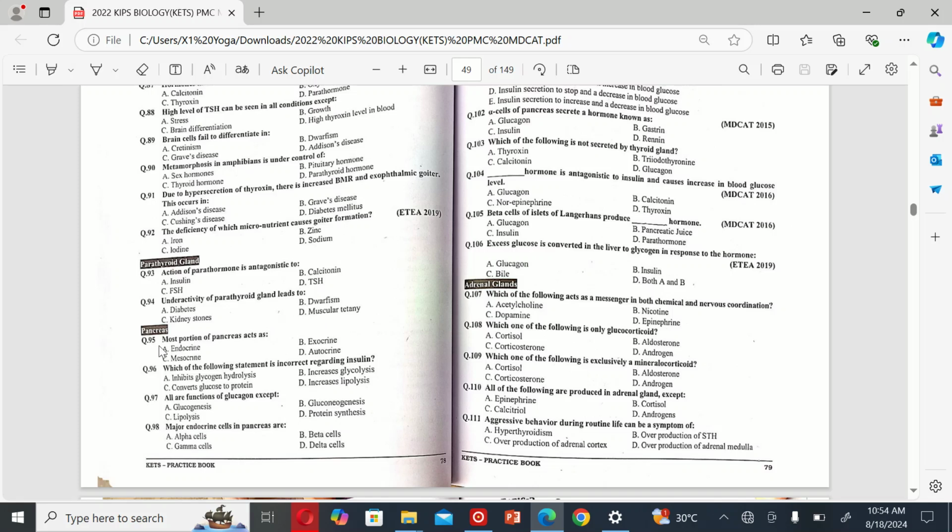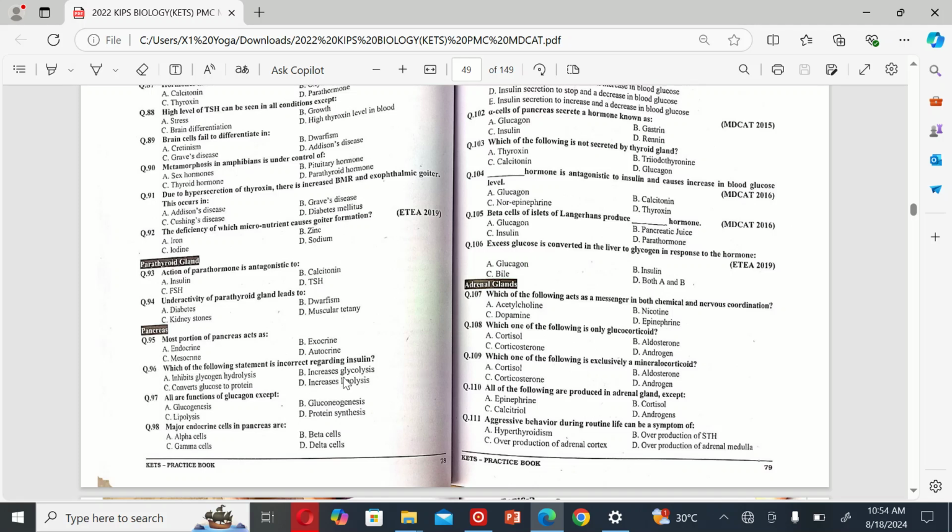The next MCQ is: most portion of pancreas is A. Endocrine, B. Exocrine, C. Mesocrine, and D. Autocrine. So the correct option is B. Exocrine.